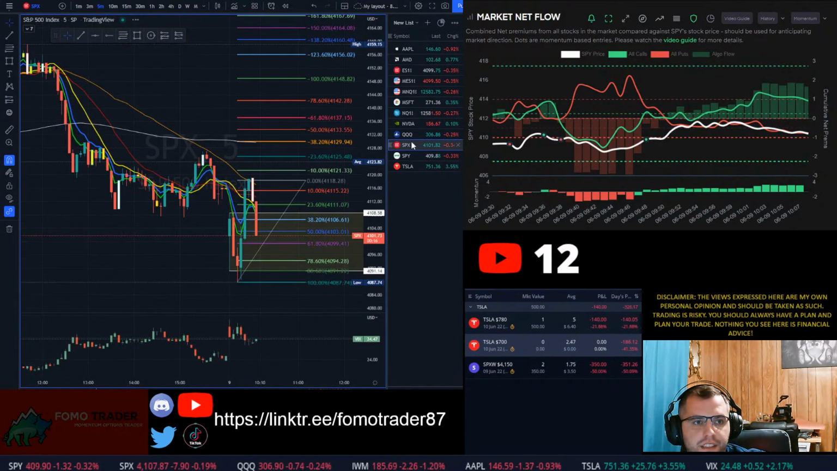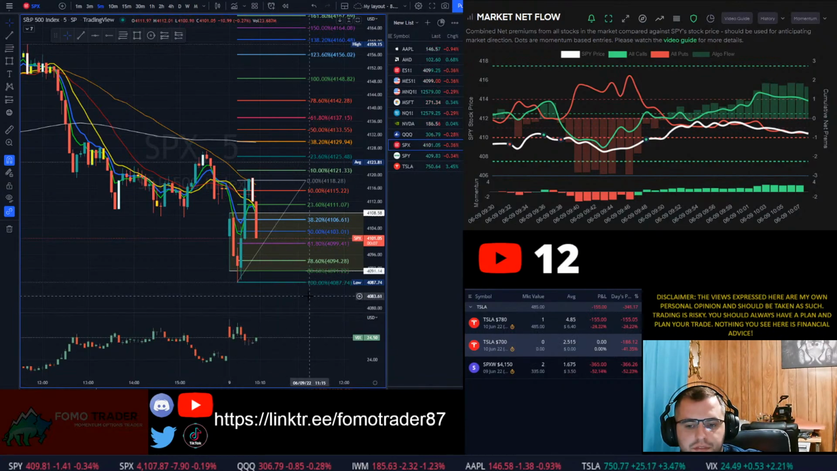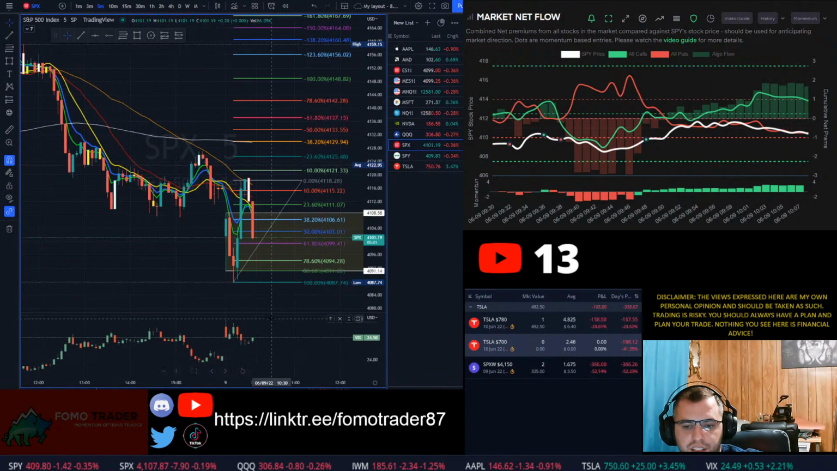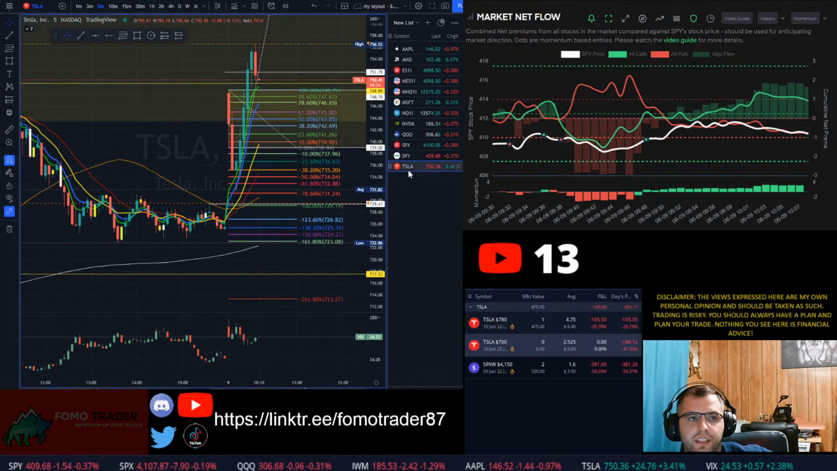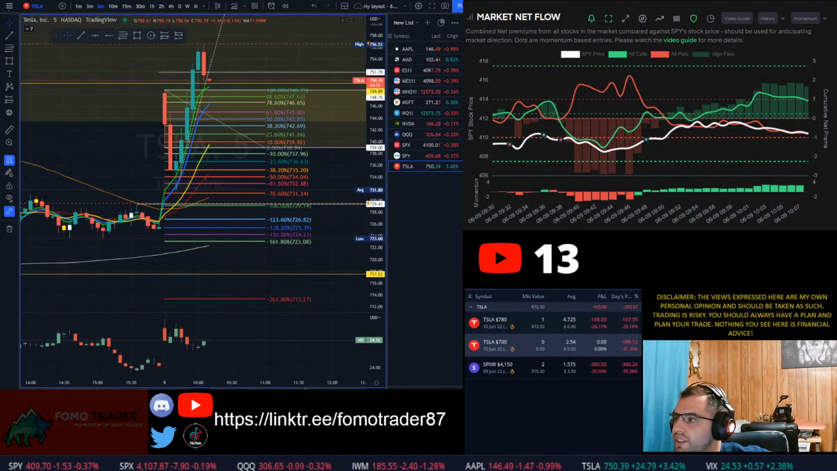Everything rejecting here. SPX contract down huge. No stop loss on that. Already down 50%. Tesla is down 25%. Market makers are pushing the market down.